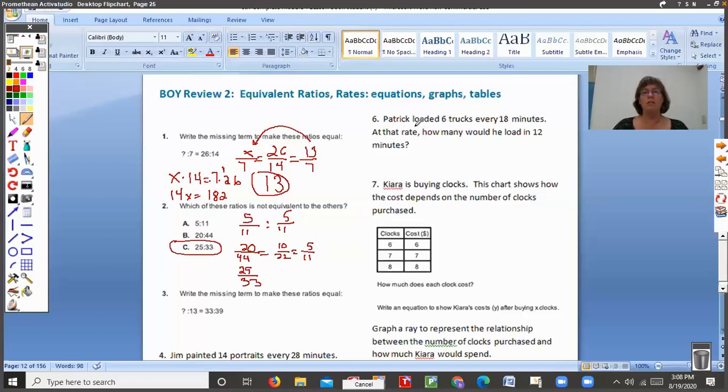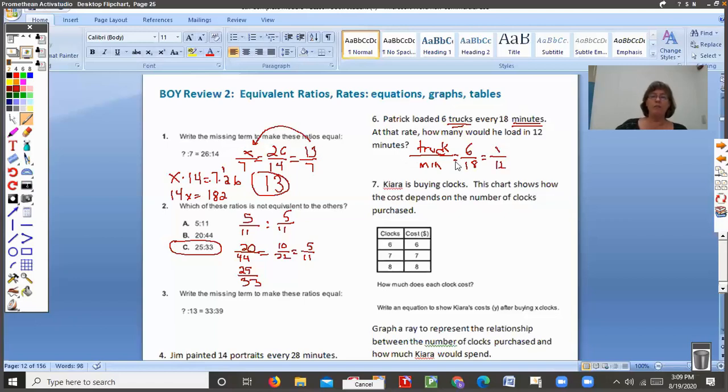So let's go ahead and look over here. It says Patrick loaded 6 trucks every 18 minutes. And at that rate, how many would he load in 12 minutes? So again, I want to remind you that you're going to write your ratio or your fraction exactly in the same order that we see this. So it's going to be trucks per minute. And that's going to be equal to, now we'll go back and we'll take the numbers. So it's going to be 6 per 18. And it just says, hey, at that rate, how many would he load in 12 minutes? So since it's minutes, we're going to put the 12 down here with the minutes and the x right here.